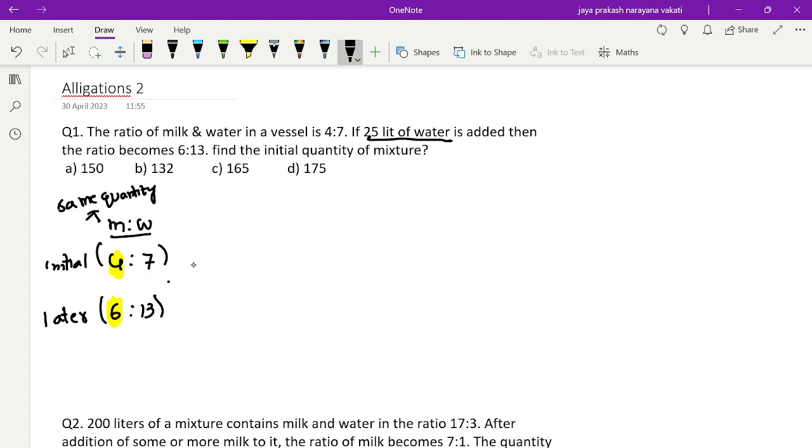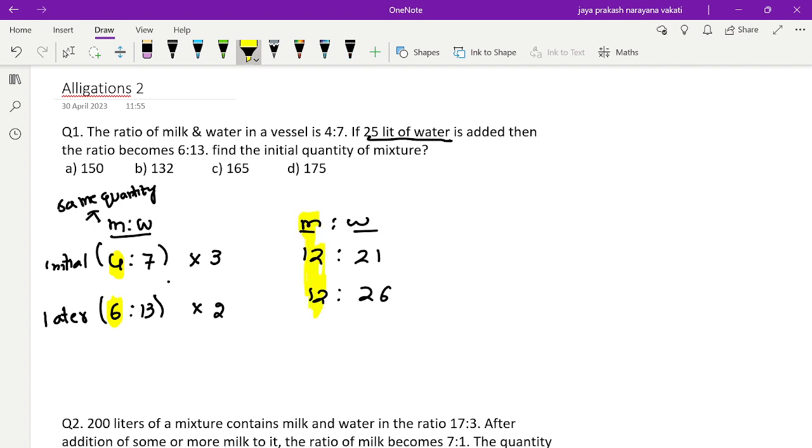So how can you do it? The common multiple of 4 and 6 is 12. So I'll do it this way. I'll multiply my initial ratio with 3 and the later ratio with 2, so that the milk and water parts become: 4 threes are 12, 7 threes are 21, and 6 twos are 12 and 13 twos are 26. Is it clear? Now I made my milk the same, right?